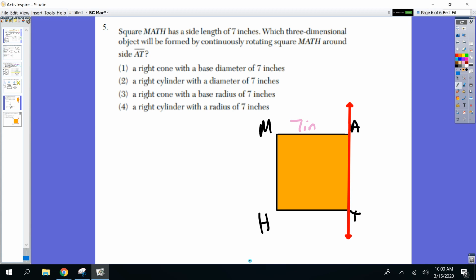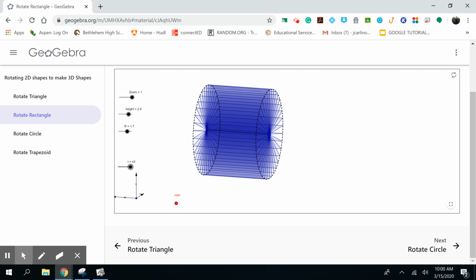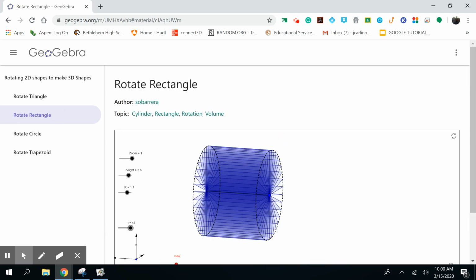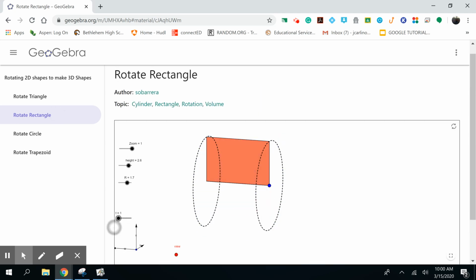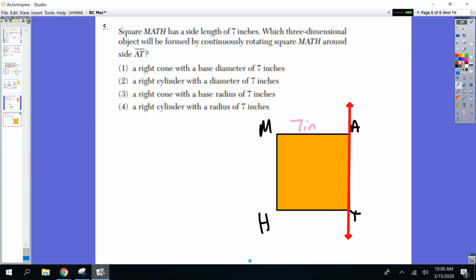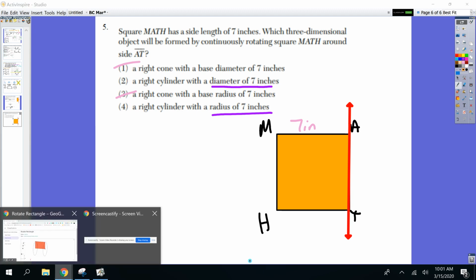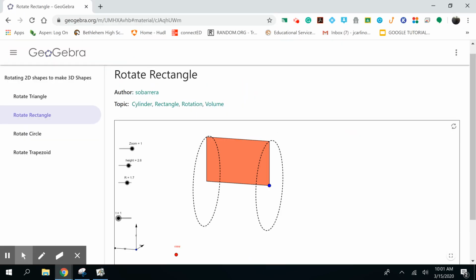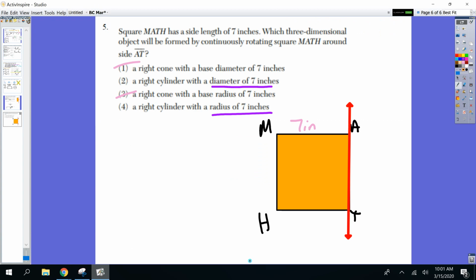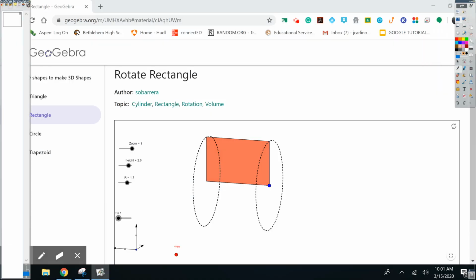Going back again, when we did the rectangle, which could also easily be a square, it ended up being a cylinder, right? So we can get the cylinder out of there. Now the question is, is it going to have a diameter of 7 or a radius of 7? So let's go back and take a look visually here.